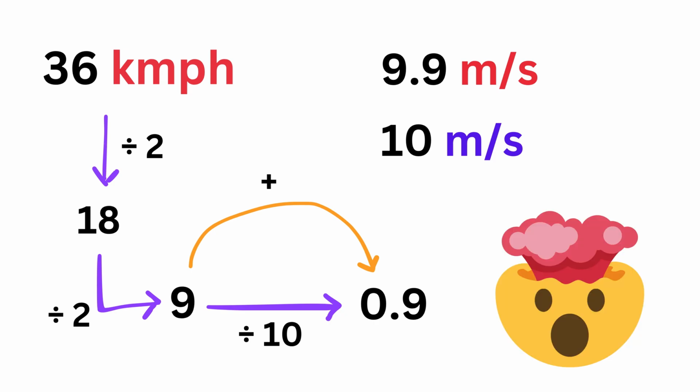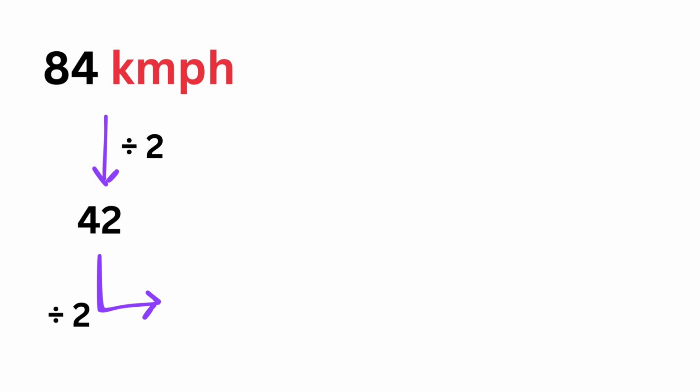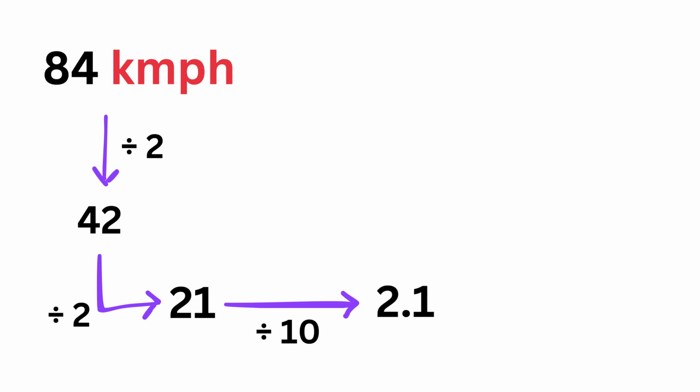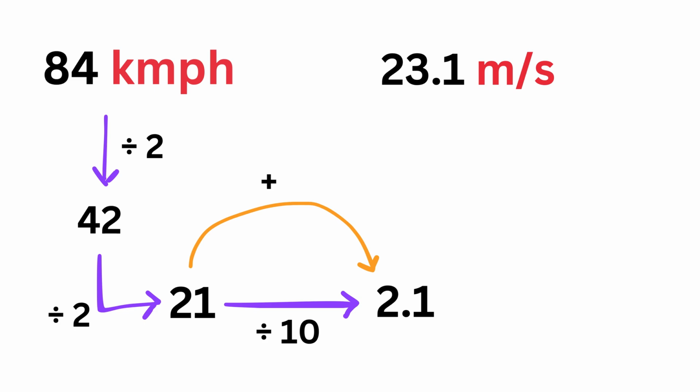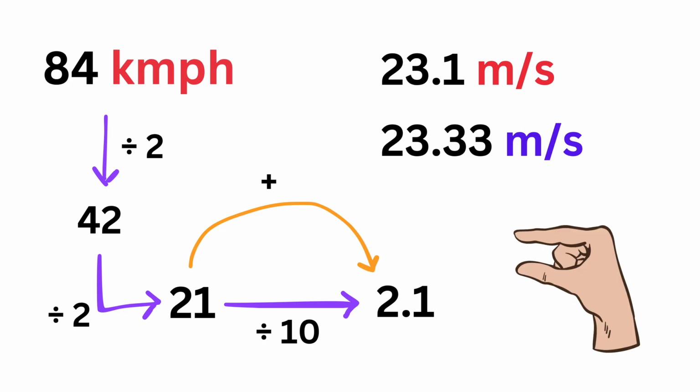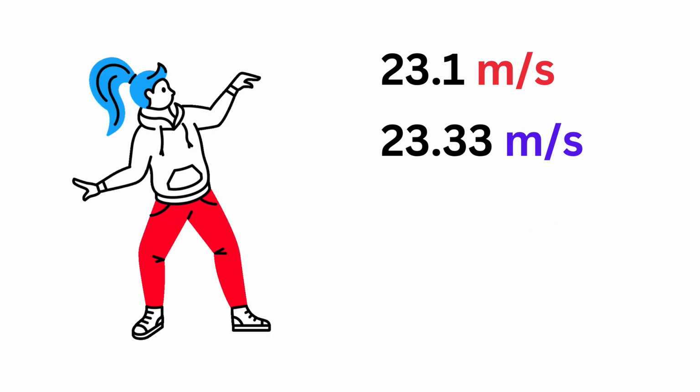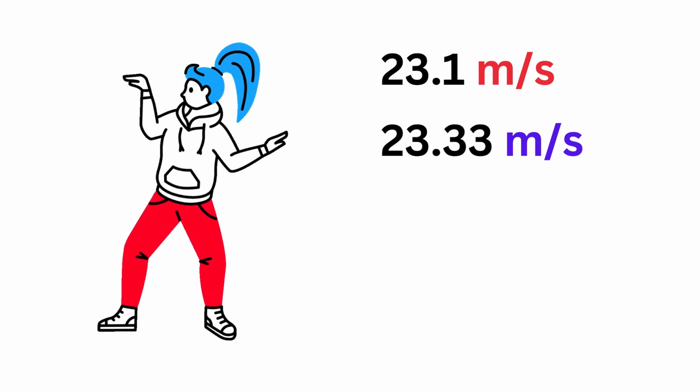That was mind-blowing. Now consider 84 kilometers per hour. First step is to divide this number by 2. That gives us 42. Then again, divide it by 2 to get 21. Then divide it by 10 to get 2.1. Now add this 21 with 2.1 to get 23.1, which is our answer. Actual answer is 23.33 meters per second, which is super duper close to our result. I am dancing with joy right now.